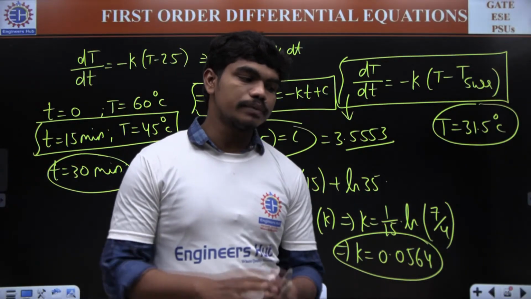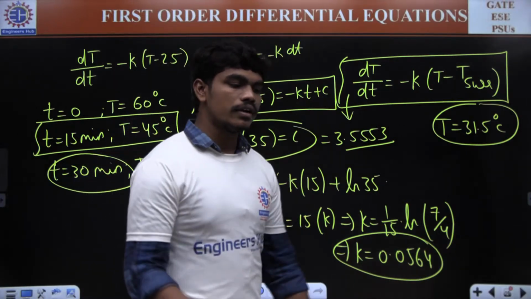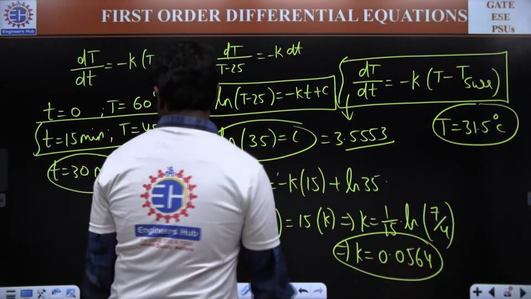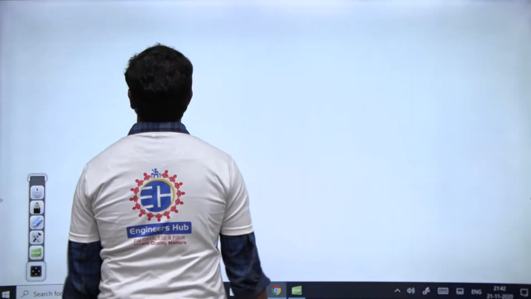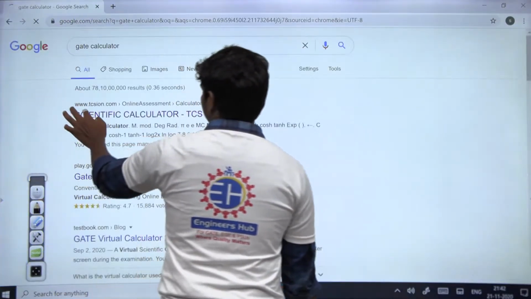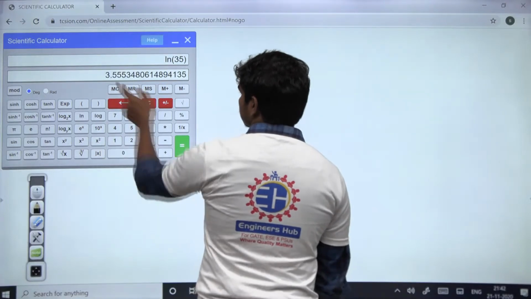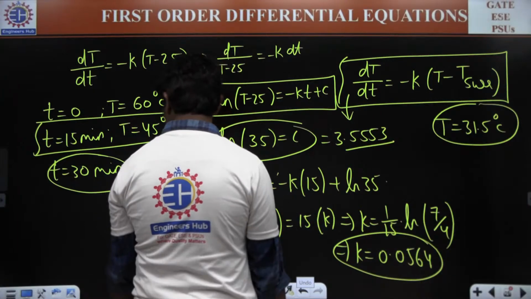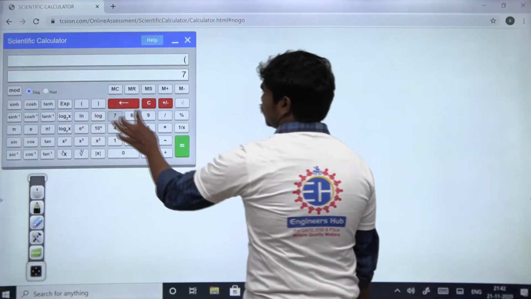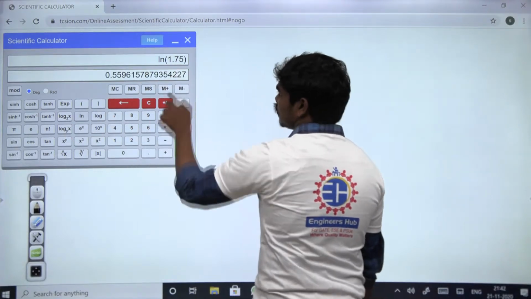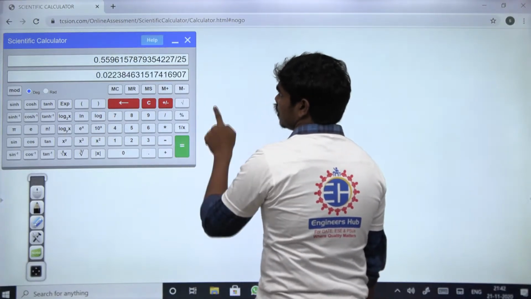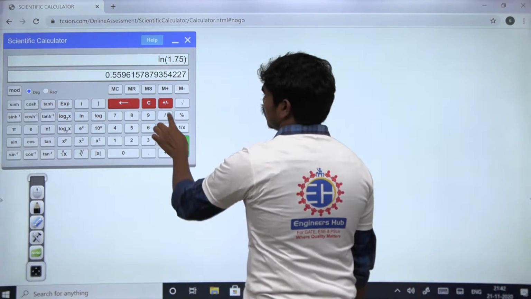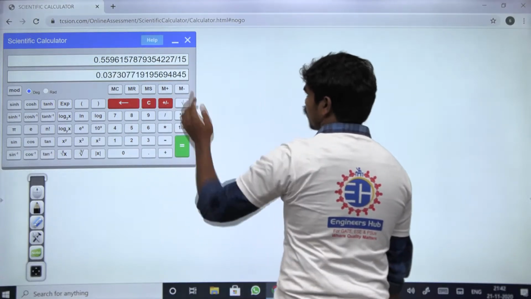We have the constants that are given in the question, and we could have solved them. And anyhow, if you want to solve them using the virtual calculator, since I promised you, I will be solving them. ln 35 is 3.553, and K is 1 by 15 ln(7 by 4). So ln of 7 by 4, divided by 15. Oh, I think I have clicked divided by 25. So ln(7 by 4) divided by 15 gives 0.0373.